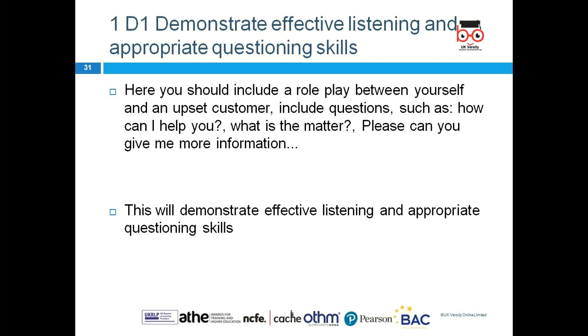Because you want to demonstrate listening skills and questioning skills in your role play, make sure that you have sections where they're giving you detailed information, not just one-word answers to open questions. And then make sure you're asking them questions. How are you today? Please, could you explain how this happened? Or why would you want to return this item? Please, can you give me more information? That type of thing, and that will cover it.